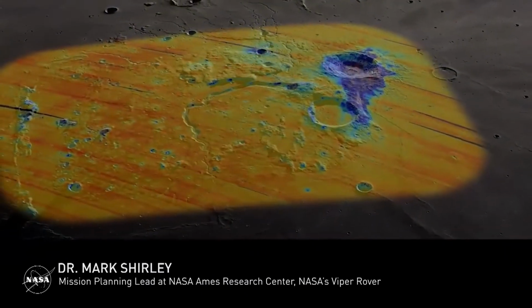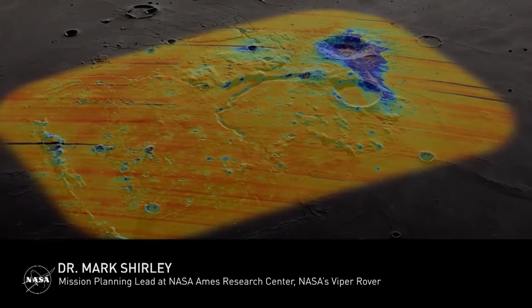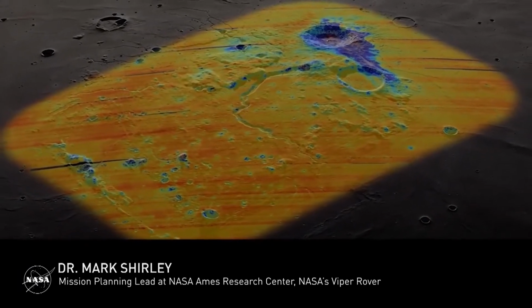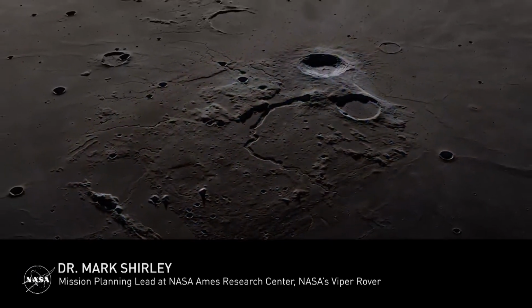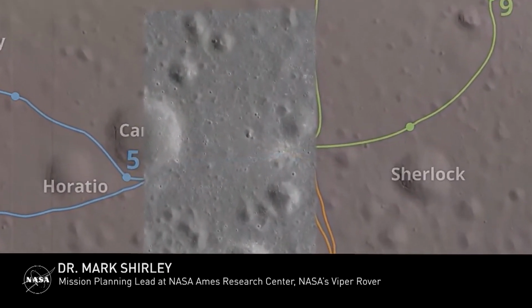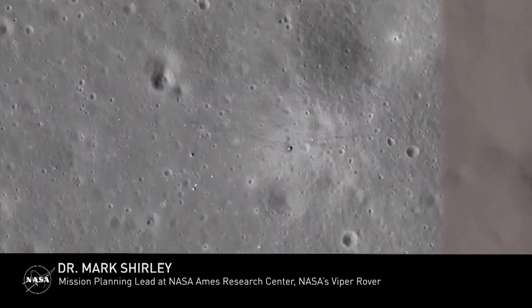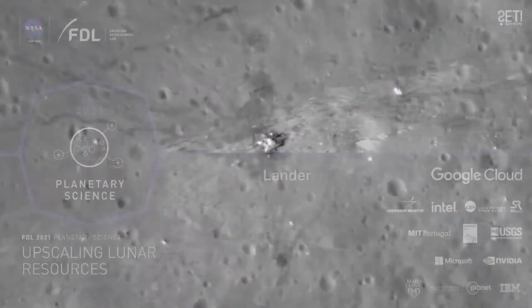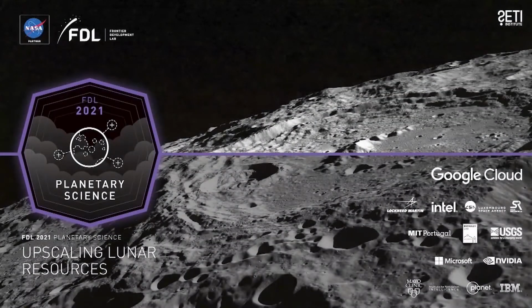Machine learning offers the potential of enhanced resolution images of this region, providing vital information for future rover and human traverse mission planning. But there's an important catch. We also need good evaluation metrics for the results to be trusted. To tackle this problem, I'm delighted to introduce the Moon for Good 3 team, Upscaling Lunar Resources.